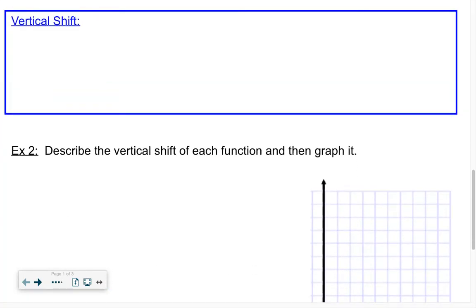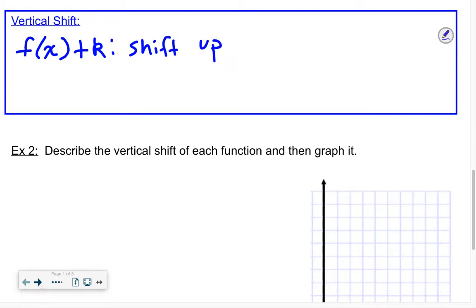Let's talk vertical shift real quick. Vertical shift is when the value is on the outside of the parentheses. So f of x plus k. This is where it stays true. We're going to shift up k units if it's positive or negative.